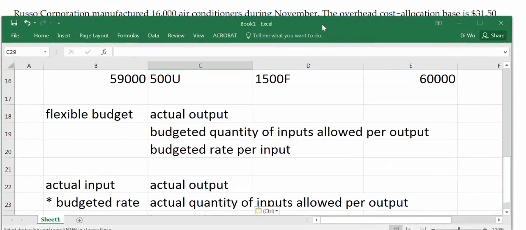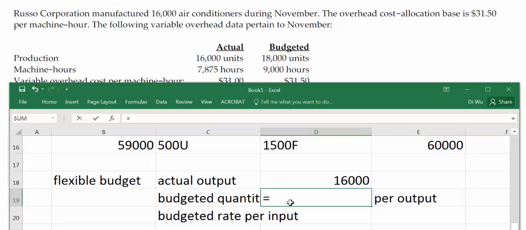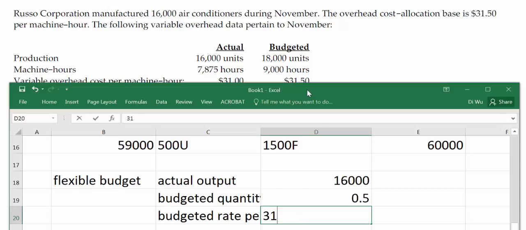Right. So in this question, we have actual output. For the actual output, we're looking at 16,000 air conditioners. So we manufactured 16,000 air conditioners. That's actual production. Then we have a budgeted quantity of inputs allowed per output. That's the number which is very tricky, and it's budgeted, so we have to go to the right column here. We planned to manufacture 18,000 units and to spend 9,000 machine hours. So for budget quantity, in terms of machine hours per air conditioner, we're looking at 9,000 divided by 18,000, so we have 0.5 hours. For the budget rate, we're looking at $31.50.